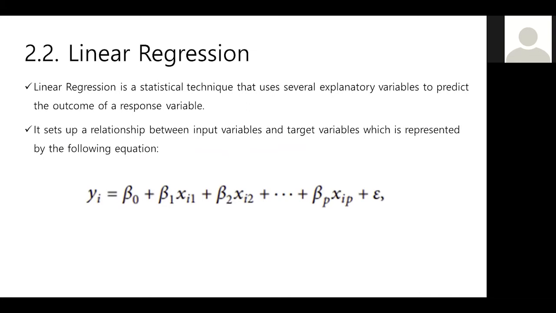Linear regression is a statistical technique that uses several explanatory variables to predict the outcome of a response variable. It sets up a relationship between input variables and target variables, which is represented by the following equation.